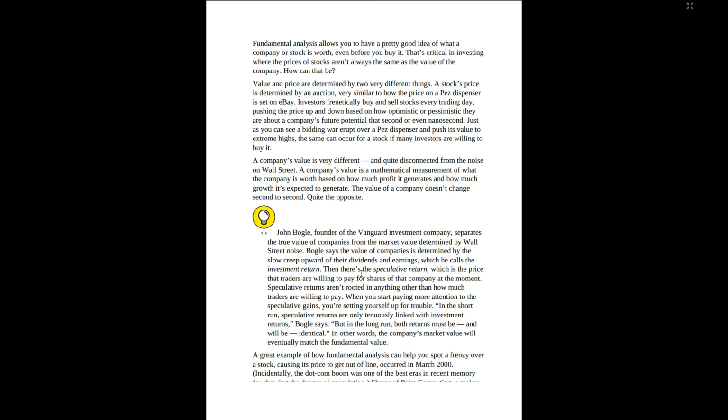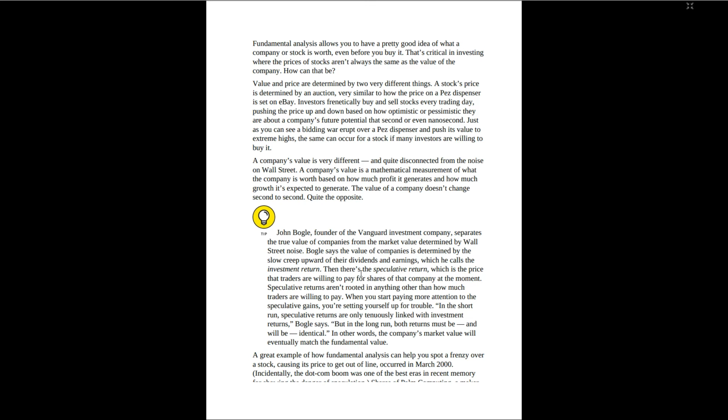A stock's price is determined by an auction, very similar to how the price of a Pez dispenser is set on eBay. Investors potentially buy and sell stock every trading day, pushing the price up and down based on how optimistic or pessimistic they are about a company's future potential that second or even nanosecond. Just as you can see a bidding war erupt over a Pez dispenser and push its value to extreme highs, the same can occur for a stock if many investors are willing to buy it.